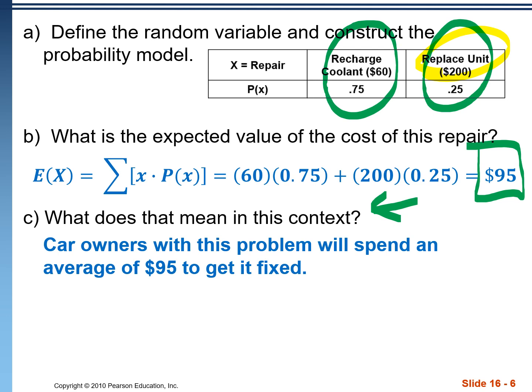Note that no one actually pays $95. You either pay $60 or you pay $200. This is just the long-term average if a lot of people were to go into the mechanic with this problem.